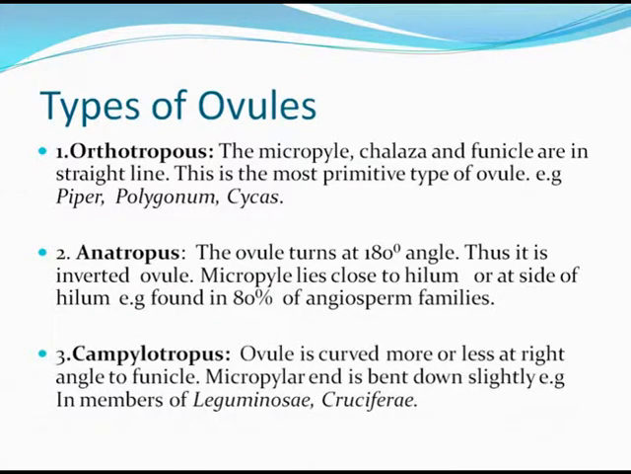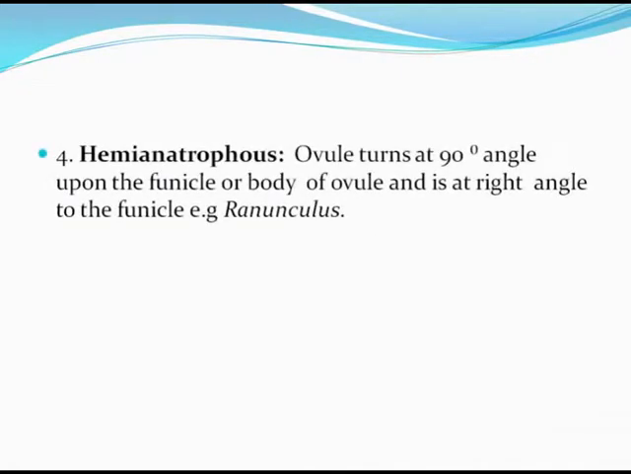The campylotropous ovule is the one which is curved more or less at right angles to the funicle. The micropylar end is bent down slightly, example in the members of the Leguminosae and the Cruciferae. Hemianatropous is wherein the ovule turns at a 90-degree angle upon the funicle or body of the ovule and is at right angle to the funicle. Example is the ranunculus.